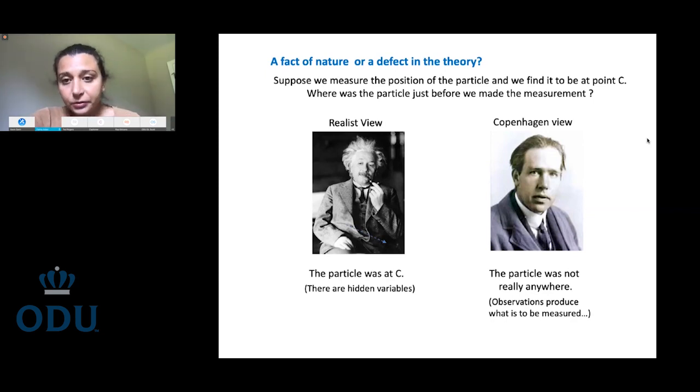But there was another view, the Copenhagen view, and one of the famous advocates was Bohr. According to this view, they say the particle was not really anywhere. The act of measurement put it into a place.